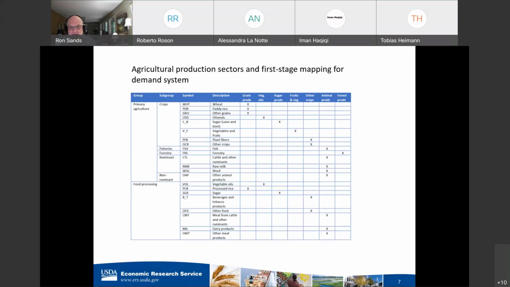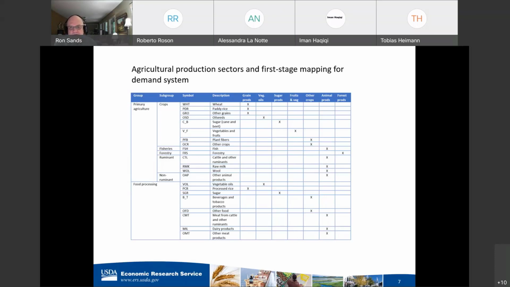So we have a two-stage demand system. The first stage is a linear expenditure system. What that stage does is it maps the primary agriculture and food processing commodities from GTAP to some first-stage consumption categories. So the grains are grouped together in a grain products category. Some of these are kept separate: the oil seeds, the sugar, fruits and vegetables. Then we have a large other crops category, and also a large animal products category.